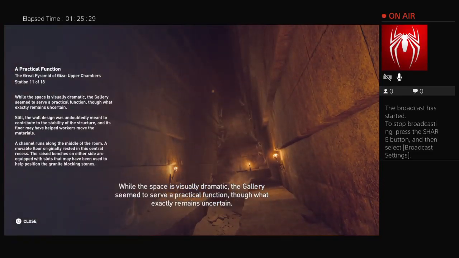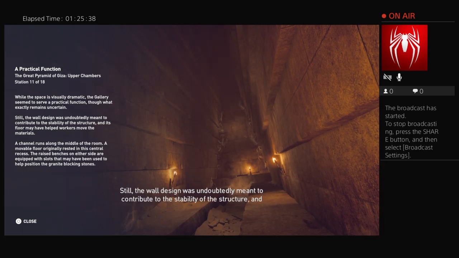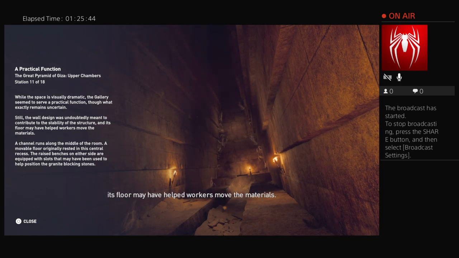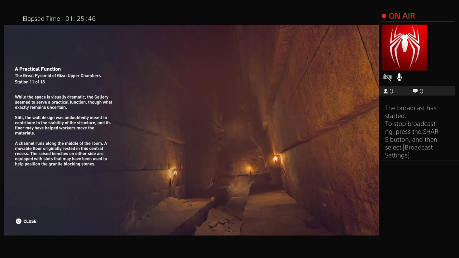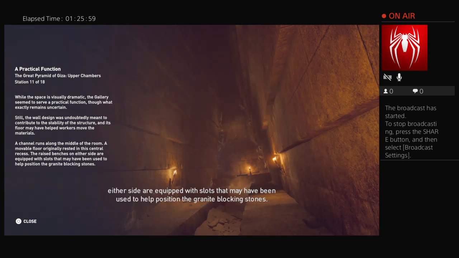While the space is visually dramatic, the gallery seemed to serve a practical function, though what exactly remains uncertain. Still, the wall design was undoubtedly meant to contribute to the stability of the structure, and its floor may have helped workers move the materials. A channel runs along the middle of the room. A movable floor originally rested in this central recess. The raised dots may have been used to help position the granite blocking stones.